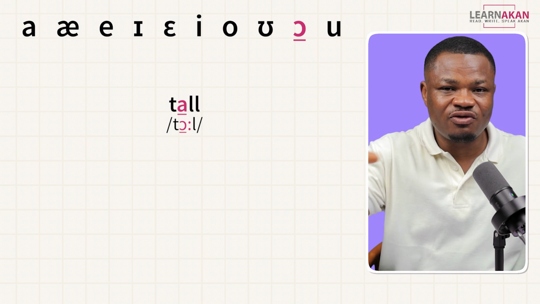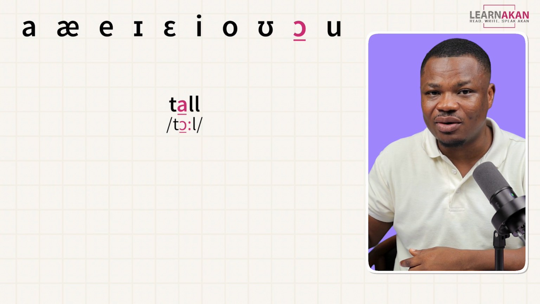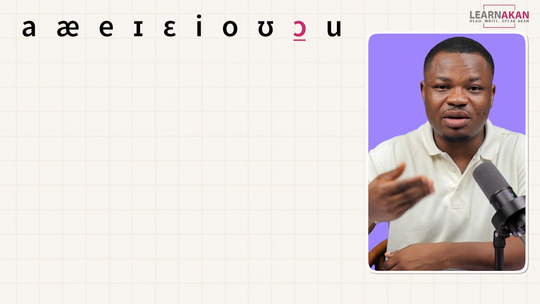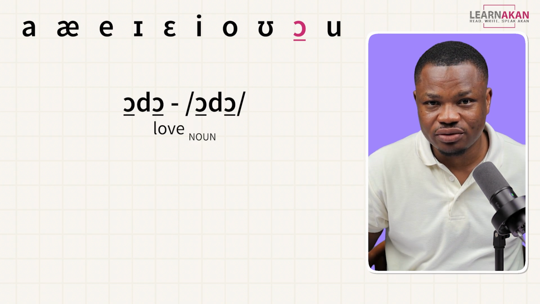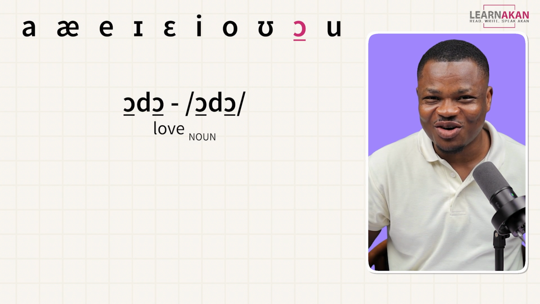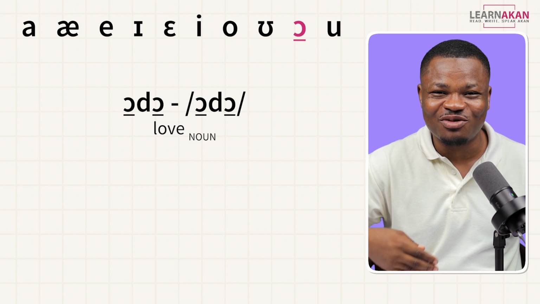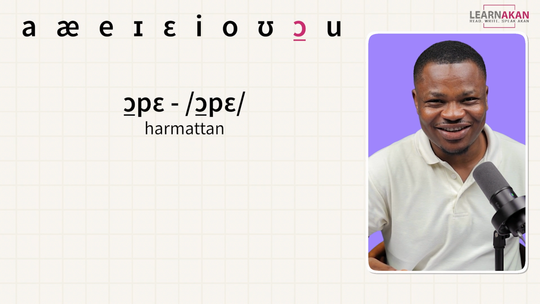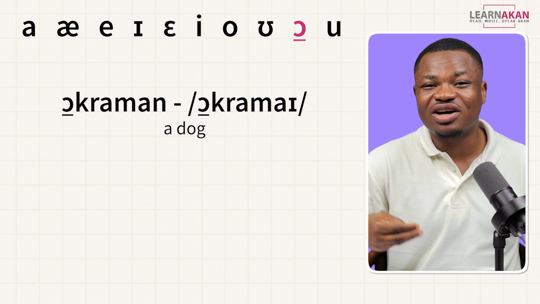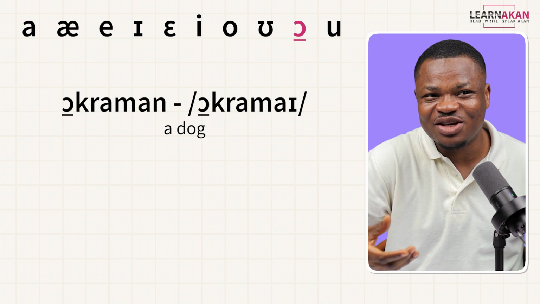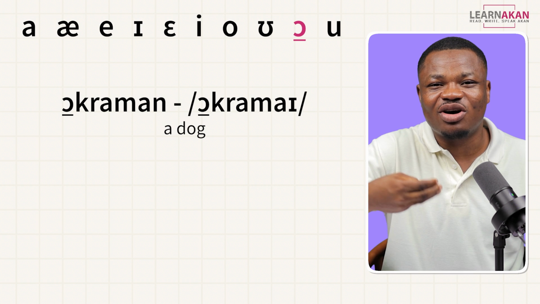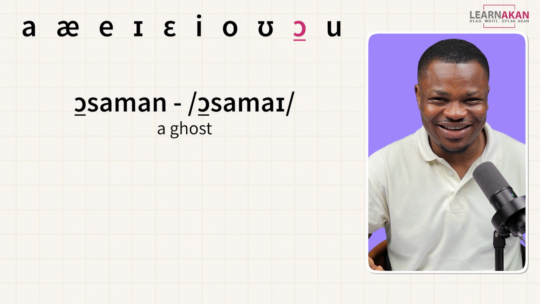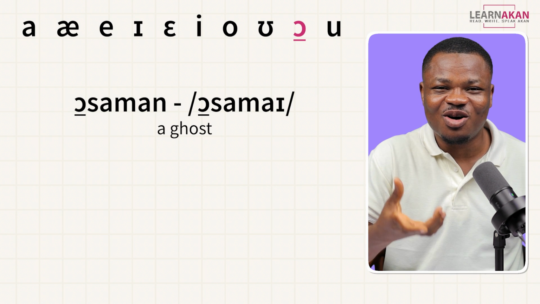If you want to get the long version of this, then you need to double the vowel, right? So by way of examples in Twi, we have odo, okay? Odo, love as a noun, right? We have ope, okay? We have okramine, so you hear the o there, right? We have osamine, okay? So you hear the o, all right?